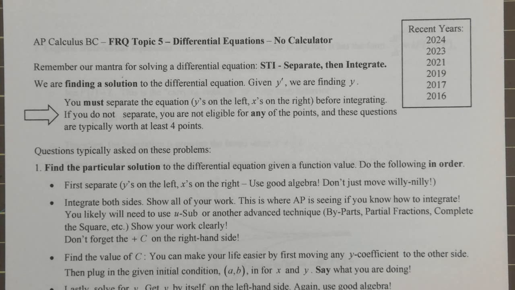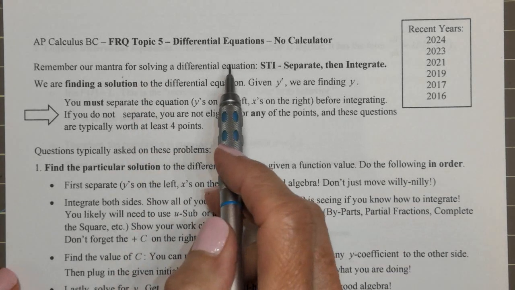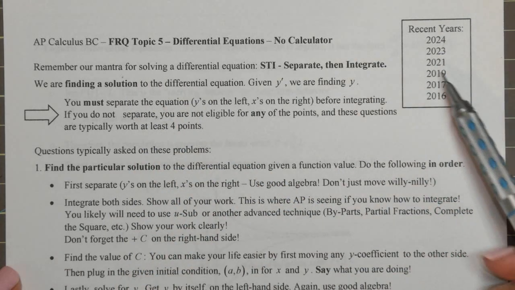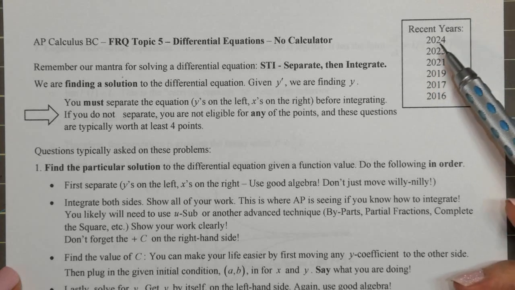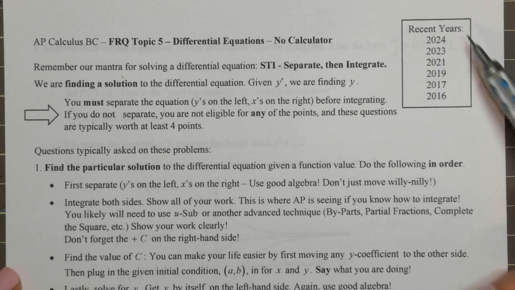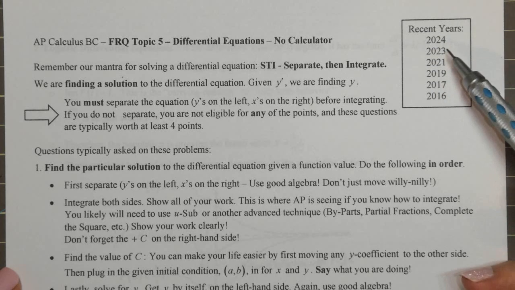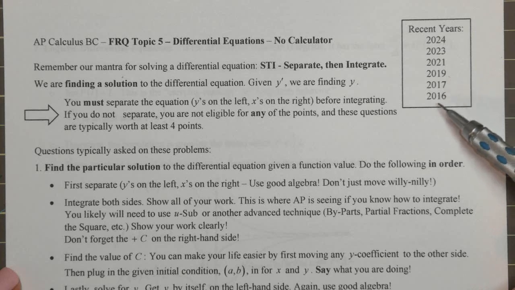We are on FRQ topic 5. This is the topic on differential equations. You see the most recent years that we've seen these types of questions on the AP exam. So you see that, not every year. I see 2022 was missed, 2018 was missed, but a lot of years. So this is another one of those common ones.